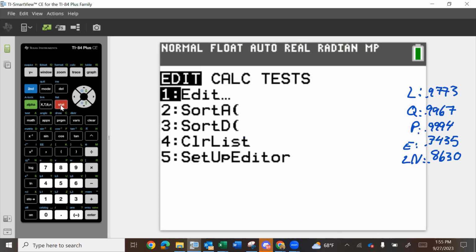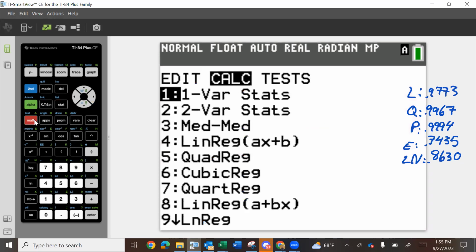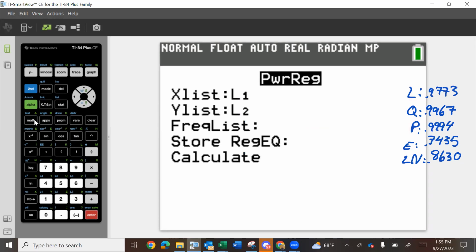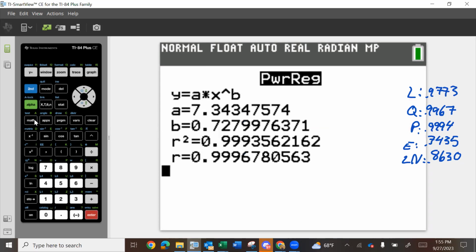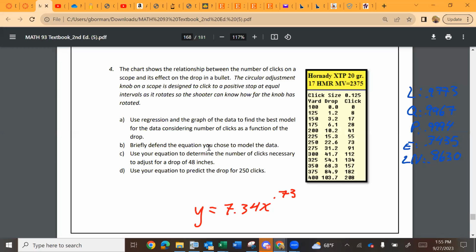So I'm going to go back and get that power model. This time I'm actually going to write it down, because I kind of need it. I don't think it said how many decimal places, so I'm going to pretend it said 2. So it's 7.34x to the 0.73. Okay, so I've got that there, and now most of the interesting stuff is done. Briefly defend the equation you chose to model the data. That's all I've been doing.